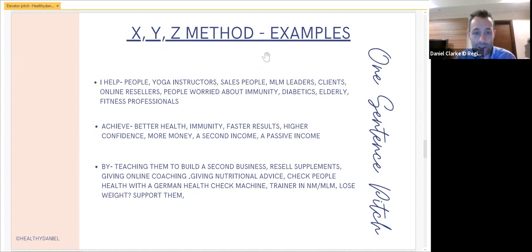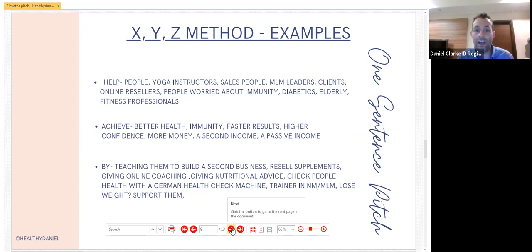Deep had one here. I think it was Deep or Sima: I help fitness professionals to add an additional income stream by incorporating high quality health products to their business. Amazing, very clear. Okay, cool. So let's move on to the next section. So that is your XYZ method.